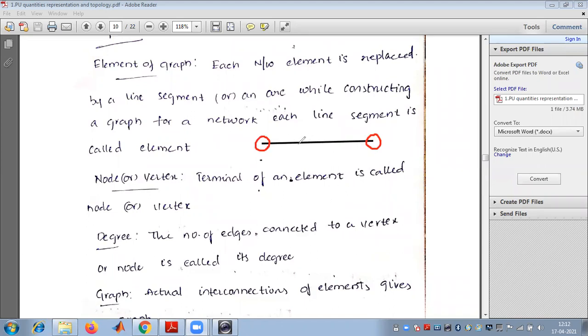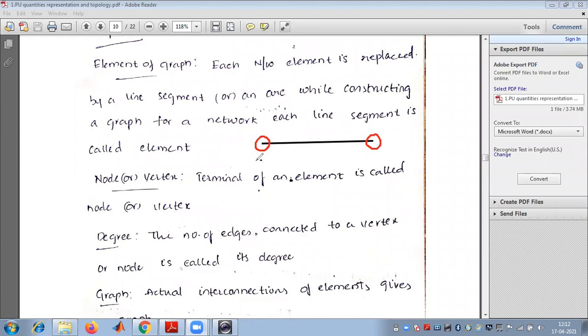For this particular element, you have 2 nodes. Why? Because it has 2 terminals, terminal 1 and terminal 2. So you can call these nodes or vertices. Okay, so this is the next definition.